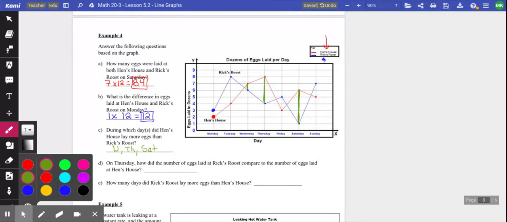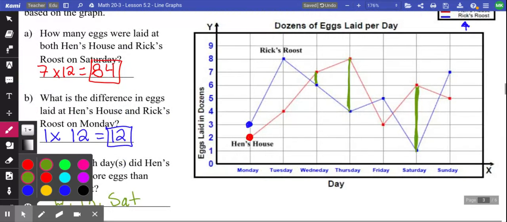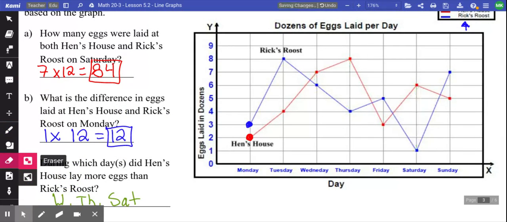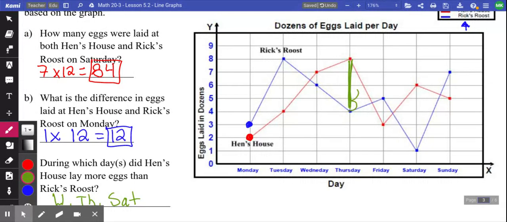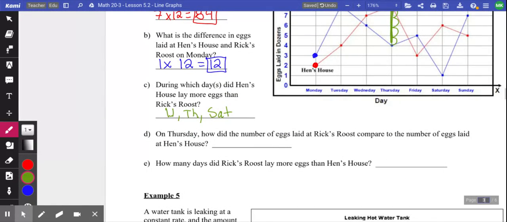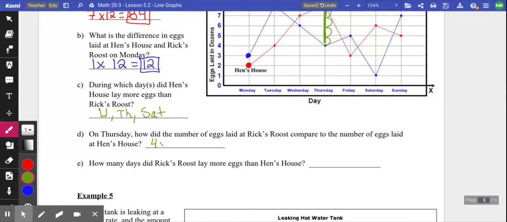Part D, on Thursday, how did the number of eggs laid at Rick's house compare to the number of eggs laid at Hen's house? If we look at Thursday, there's a pretty big gap here. This is the gap. The gap for Thursday would be right here. We would say that Hen's house laid 1, 2, 3, 4 dozen more eggs. Equals 48 more eggs at Hen's house.